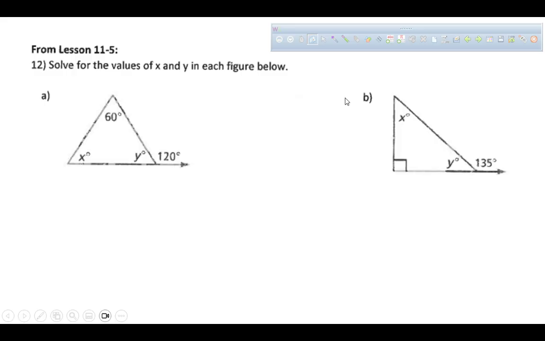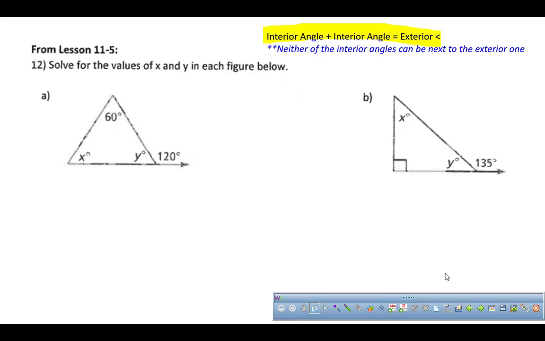Okay, so here's our first problem. Solve for the values of x and y in the given figure. Yesterday we learned that the interior angle of a triangle plus the interior angle of a triangle equals the exterior angle of the triangle. Inside plus inside equals outside, as long as they're not next to each other, which in this case, the 60 that I'm given is not next to the 120.